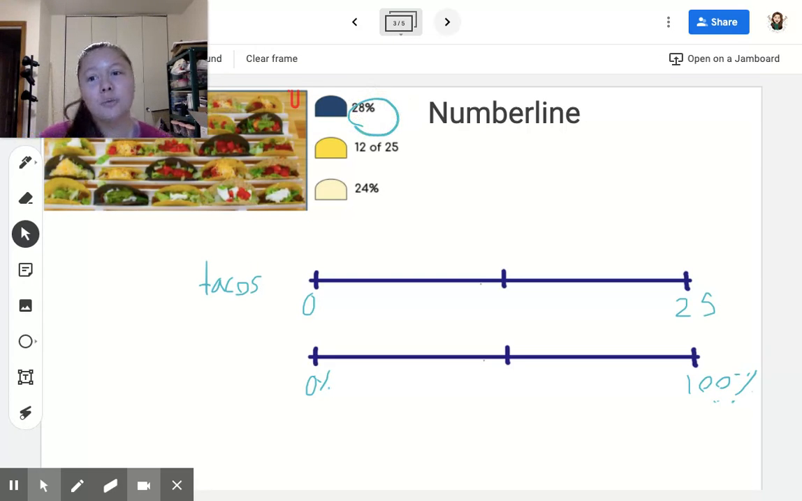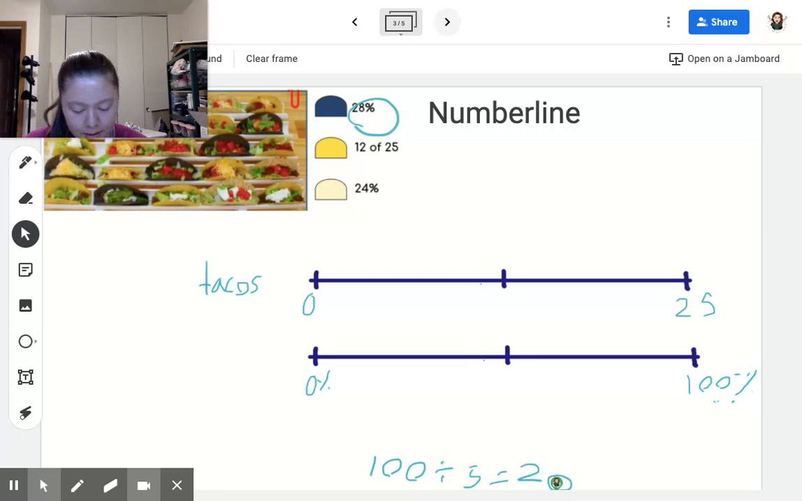So first, let's use some proportional reasoning here. Looking at 100, I know that 100 is divisible by 5, and I know 25 is. So 100 divided by 5 equals 20. Right, so that's going to be somewhere over here. That's going to be 20%. So if I do this, I have to do the same thing to 25 because I'm using proportional reasoning. So I divide by 5, and that gives me 5. So 20% of 25 is 5 tacos.